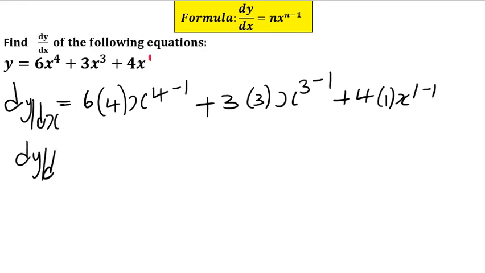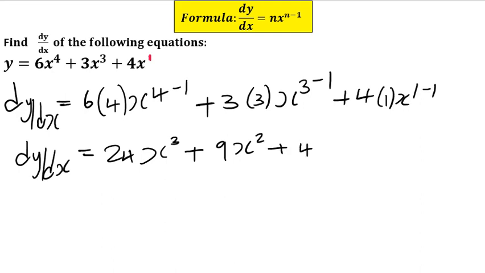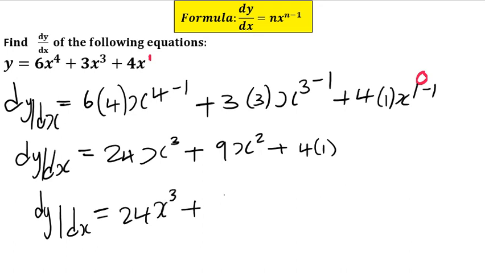Your dy over dx will be 6 multiplied by 4, which is 24. And then you write x to the power of 4 minus 1, which is 3, plus 3 multiplied by 3, which is 9, x to the power of 3 minus 1, you get 2, then plus 4 multiplied by 1, it's 4, and then this x, remember from the previous video, 1 minus 1 you get a 0, so anything to the power 0 is 1, so you get 4 multiplied by 1 here. So your dy over dx will be 24x cubed plus 9x squared plus 4. This is your final answer.